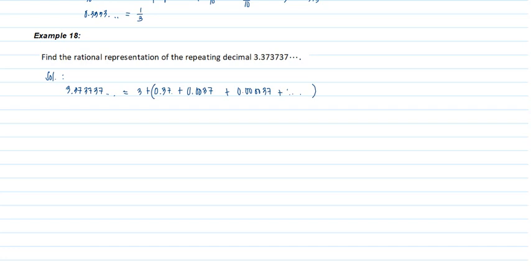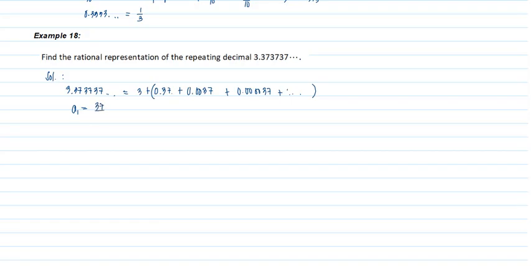So, kukunin natin to, yung 0.37 plus 0.0037 plus 0.00037, and recognize what is going to be our a sub 1. So, yung a sub 1 there is going to be yung ating 0.37. So, 0.37, or you could say 37 divided by 100. So, yan. 37 divided by 100.